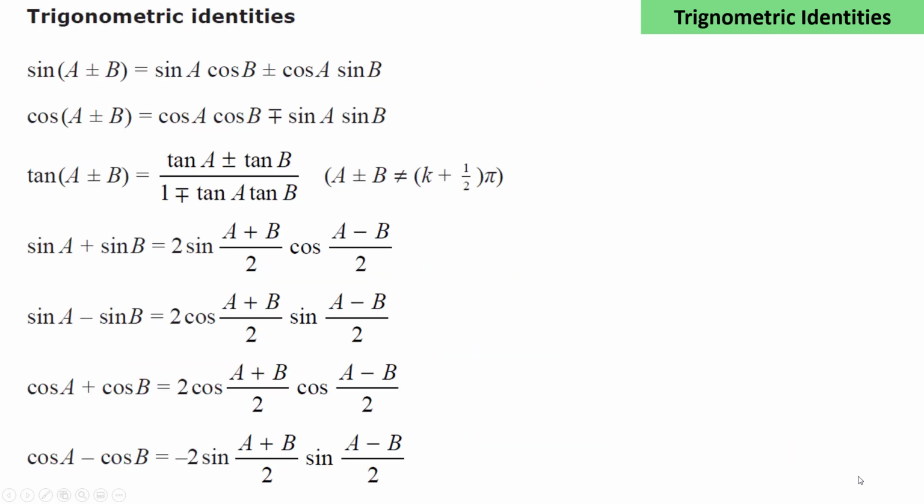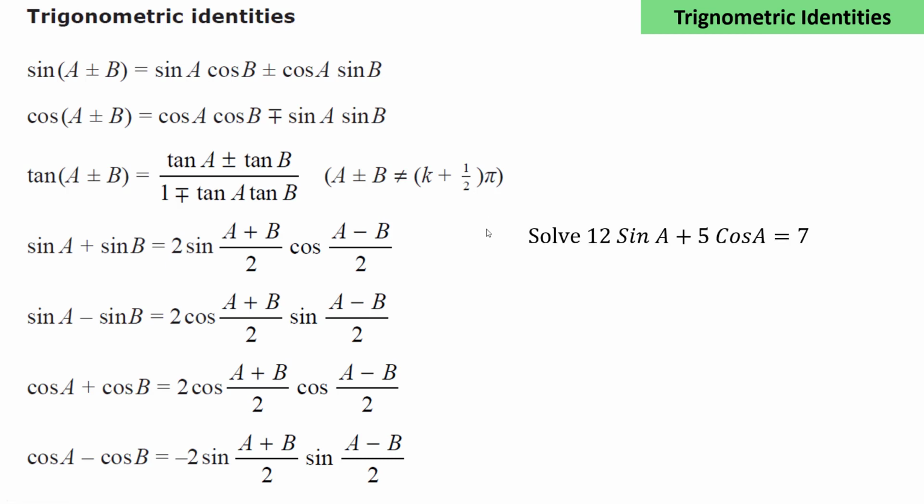Let's move on to trig identities. There's a whole list of identities provided which allow you to expand and combine trig functions. The double angle formulae aren't provided, although these are easily derived by setting a equal to b. So for example, sine of (a plus a) equals sine a cos a plus cos a sine a. So sine 2a equals 2 sine a cos a.